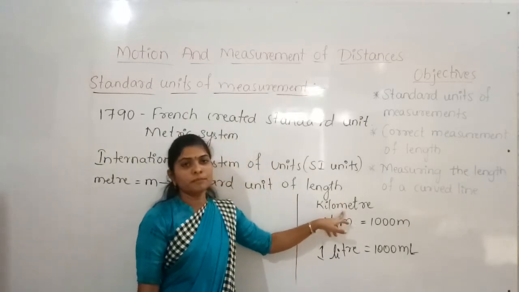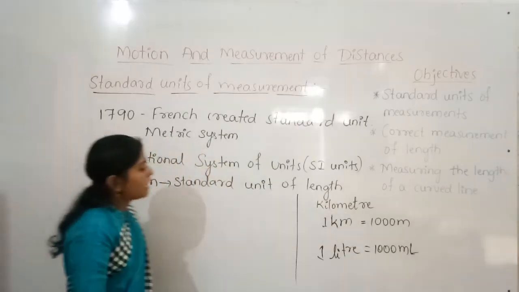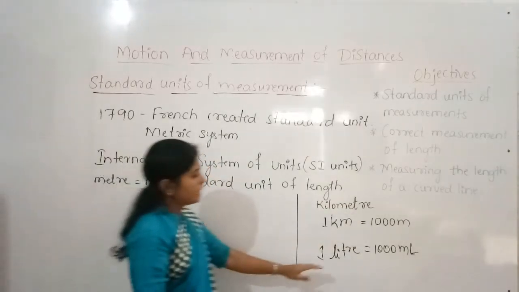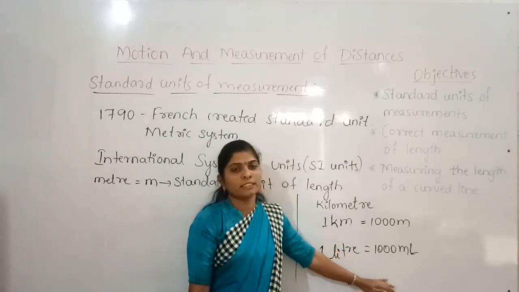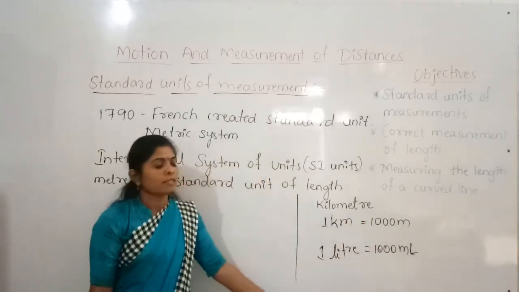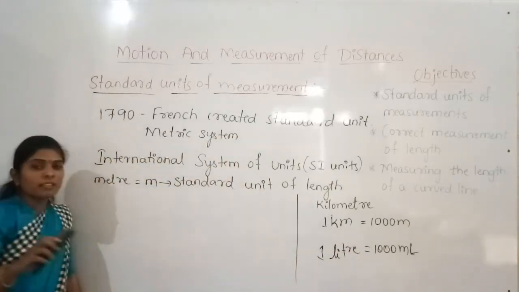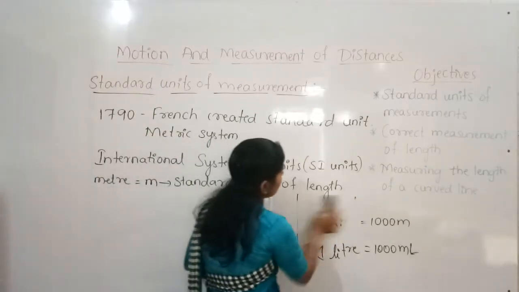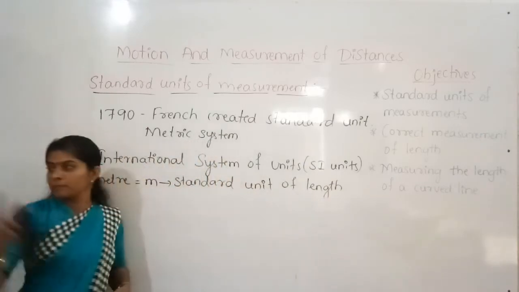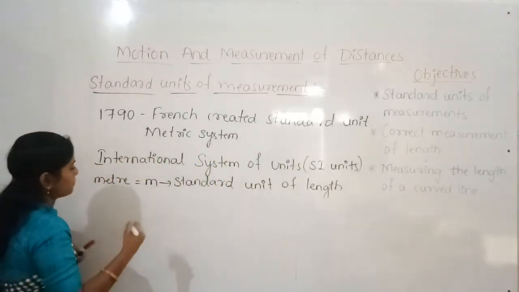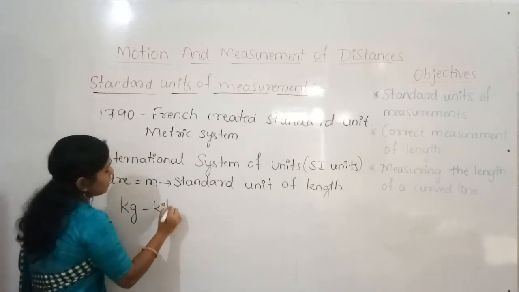So this meter is the unit of length or distance, and the liter is the unit for measurement of capacity. The quantity of the liquid is what we call the capacity. And to measure the mass of an object, we use one more SI unit, that is called kg, that is kilogram.